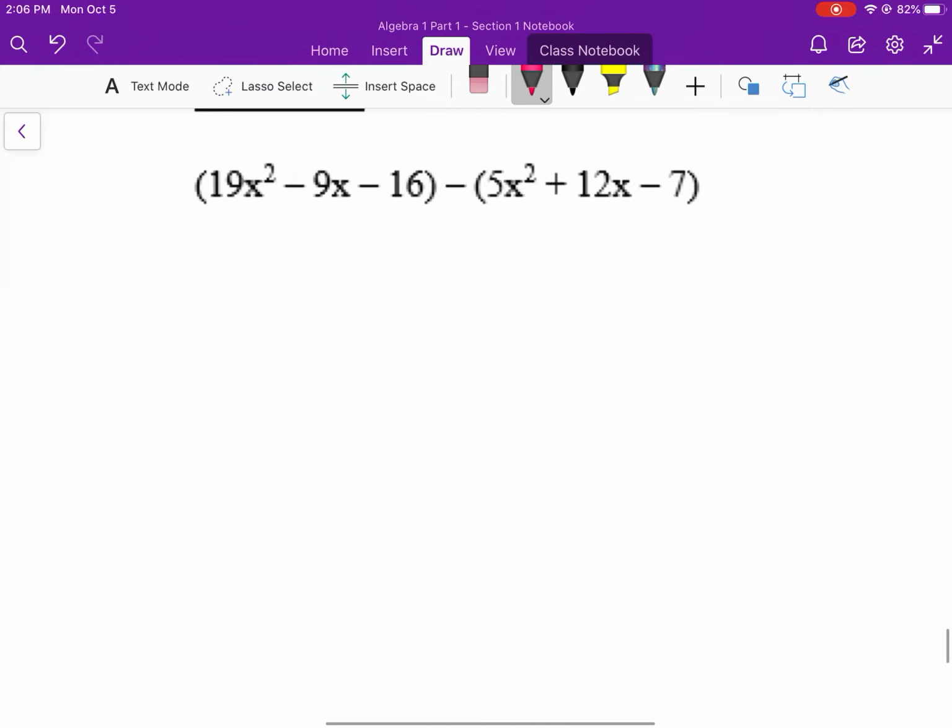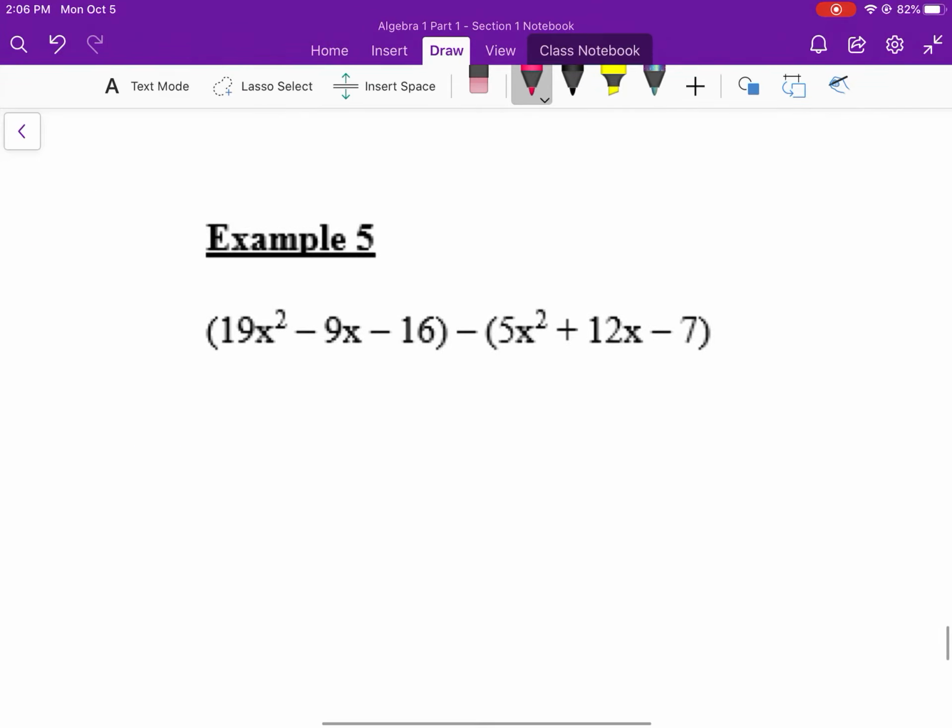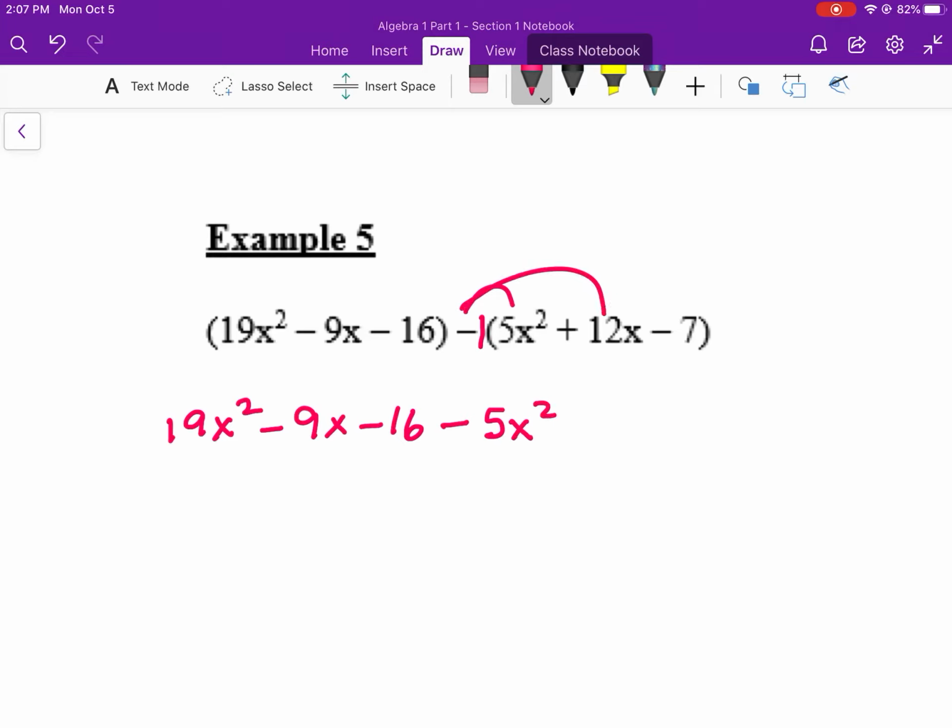Okay? All right. And last but not least, I still have a 1 here, right? The first one doesn't have anything, so I'm just going to rewrite it. 19x squared minus 9x minus 16. Distribute the -1. So -1 times 5 is -5x squared. -1 times positive 12 is -12x. And -1 times -7 is positive 7.